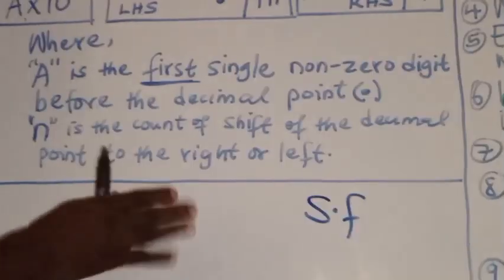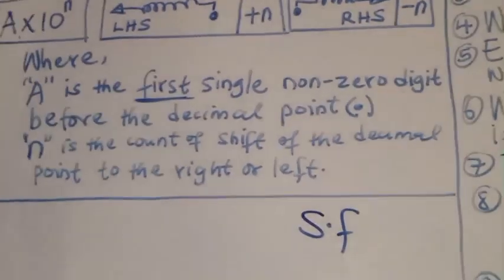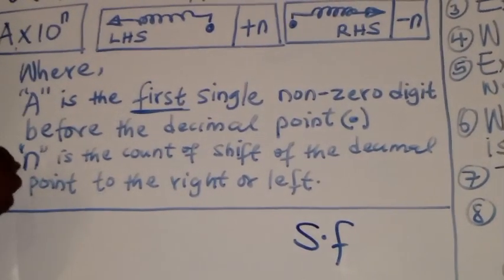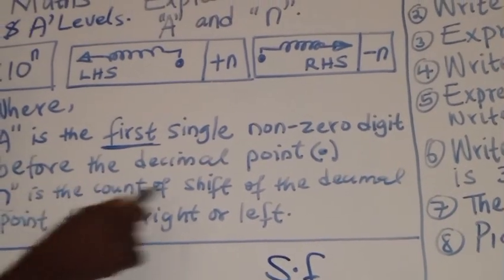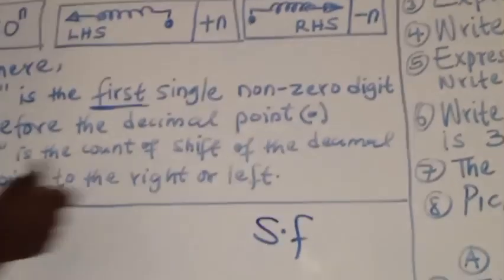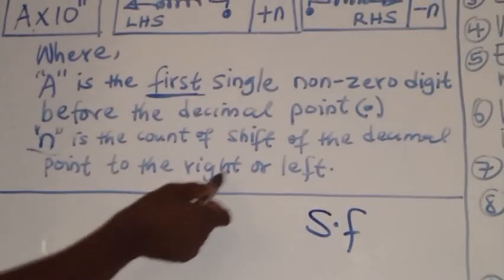Every number must have a decimal point, either between the digits or at the end of the digits. Then n, let's look at what n stands for. N is the count of shifts of the decimal point to the right or left. Look at the diagram here.